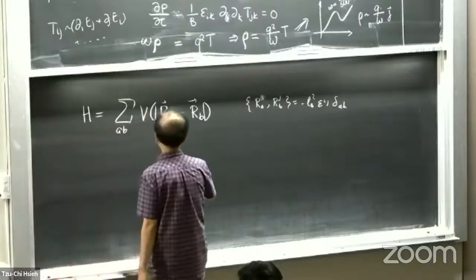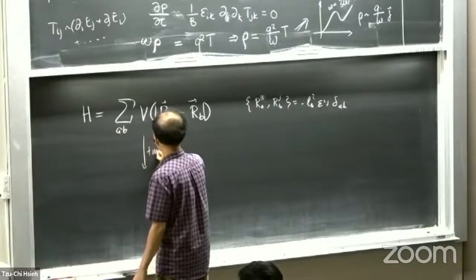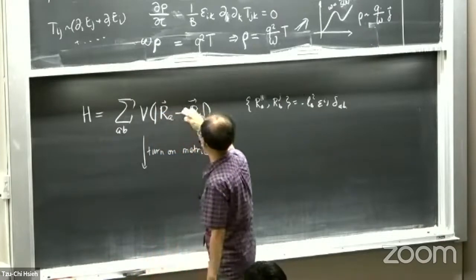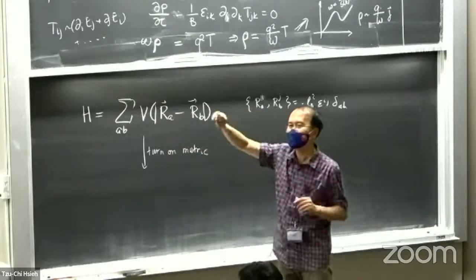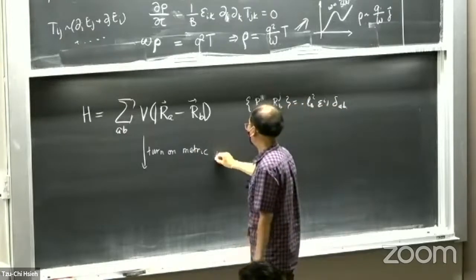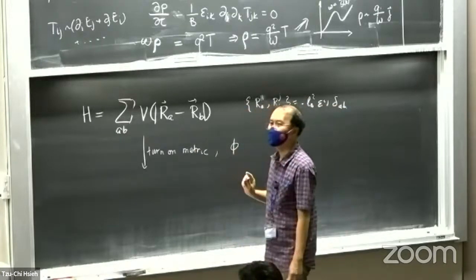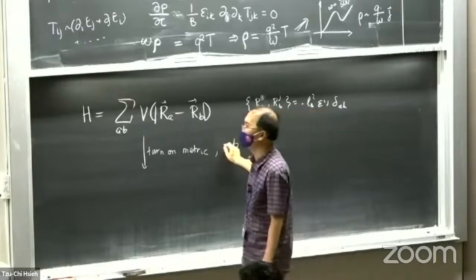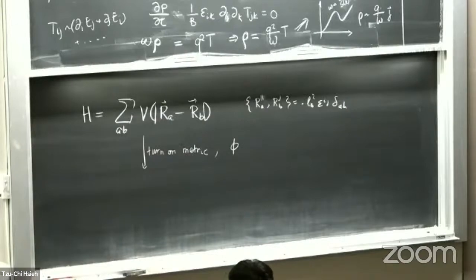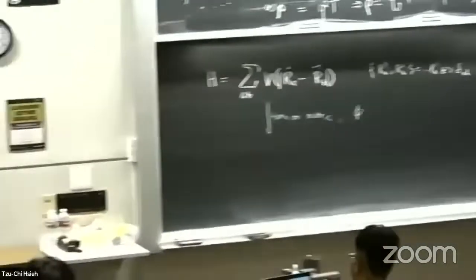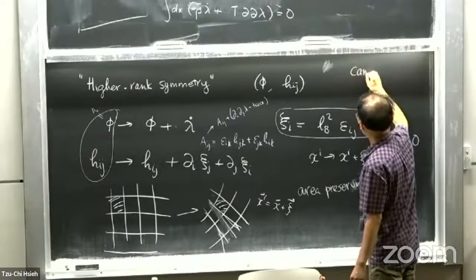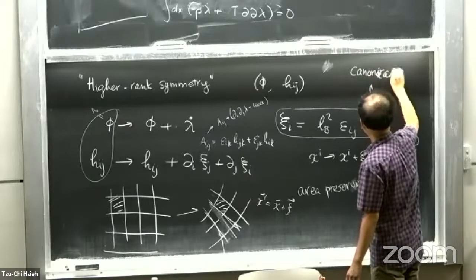And next time we're going to turn on a metric, basically let this particle move in a space that has a non-trivial metric, and turn on also a scalar potential phi, and we'll show that this symmetry can be traced to basically this gauge symmetry, the symmetry of canonical transformation.